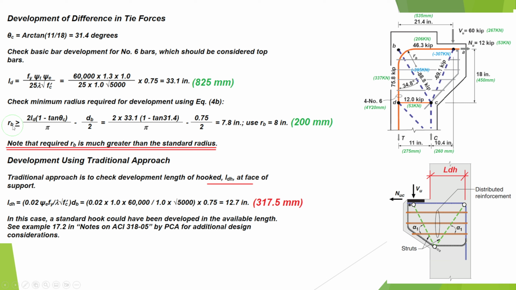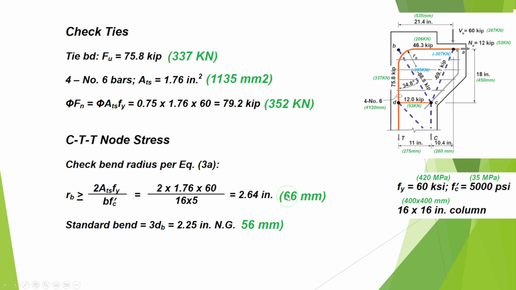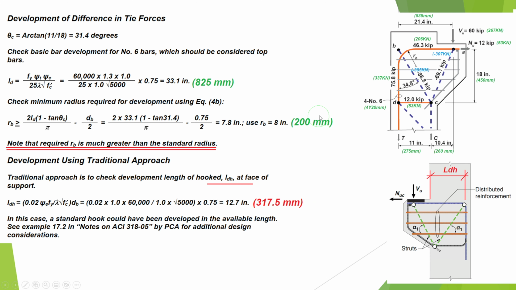This will be the same equation, by the way, but only we will change the terms. Here the minimum radius will be how much? 200 millimeter. As you can see, this is very high. Here we have calculated in the first condition 66 millimeter, but this is not our case. Our case is here 200 millimeters. So to satisfy the balance for these forces and to transfer the tension at this node safely without any problem, we have to provide minimum radius 200 millimeter or 8 inch.